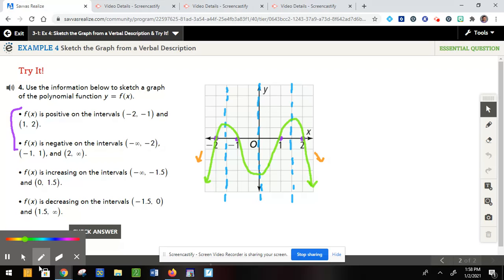The end behaviors I was able to identify because it was negative forever up until -2, so it had to be decreasing, moving to the left, and then same with moving to the right. Once you get past 2, it decreases. It stays negative forever, so it's decreasing forever. All right, so that's what the graph should look like. Let's move on to example 5.